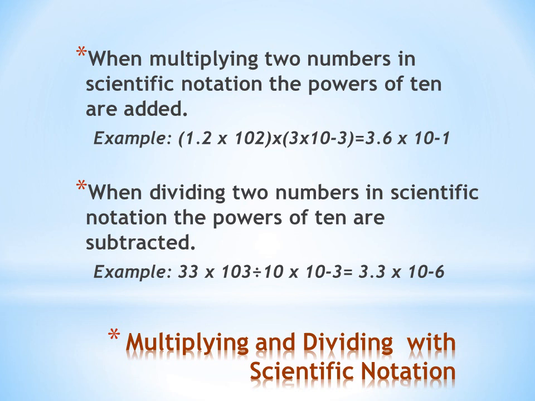When multiplying two numbers in scientific notation, the powers of 10 are added. Example 1. 0.2 times 10 to the 2 times 3 times 10 to the minus 3 equals 0.6 times 10 to the minus 1. When dividing two numbers in scientific notation, powers of 10 are subtracted. 33 times 10 to the 3rd divided by 10 times 10 to the minus 3 is 3.3 times 10 to the minus 6.